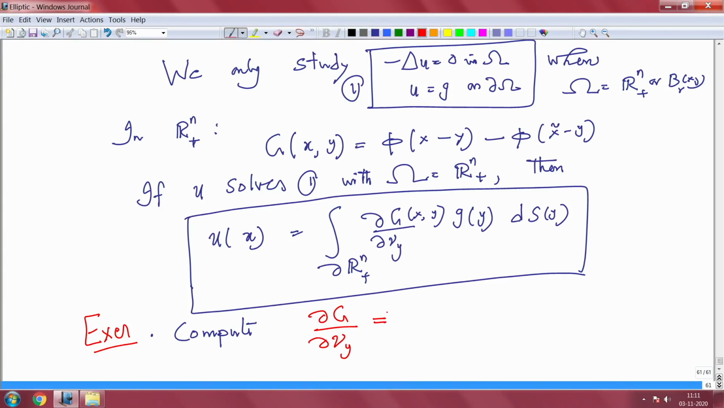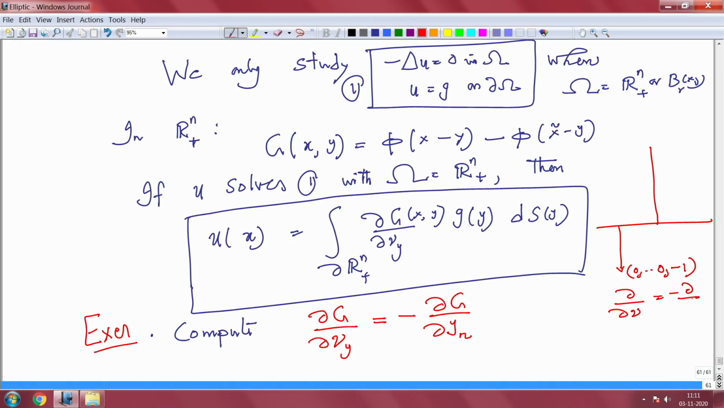When you compute that, I will give the result. This is already equal to dG by dy_n, because the normal here is (0, ..., 0, minus 1). So d by d nu will be minus d by dy_n, the nth derivative. It is easy to do. You compute this and you get an important formula: minus 2 x_n over n omega_n times mod x minus y to the power n. So keep this formula in your mind.